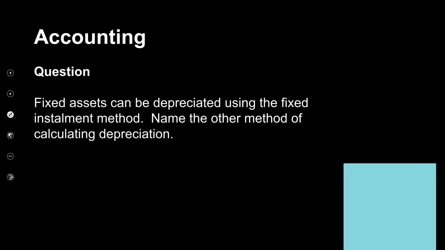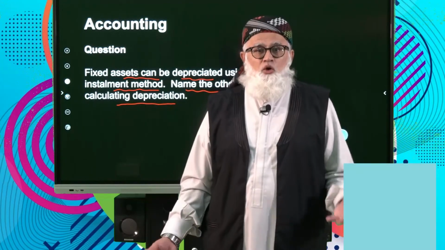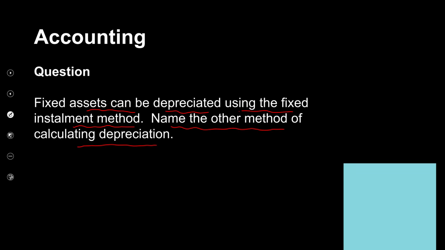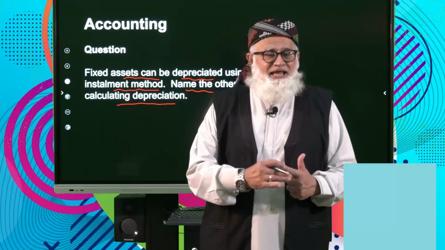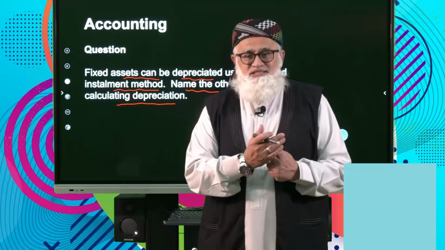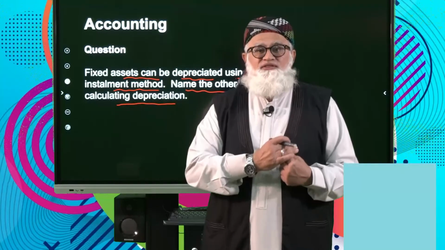Next question. Fixed assets can be depreciated using the fixed installment method. Name the other method of calculating depreciation. Aha! Again, we said two methods of depreciation. One, which the question mentions here, is the fixed installment method. Another name for it is the straight line method. In all the instances, we calculate depreciation on the cost price of the asset.